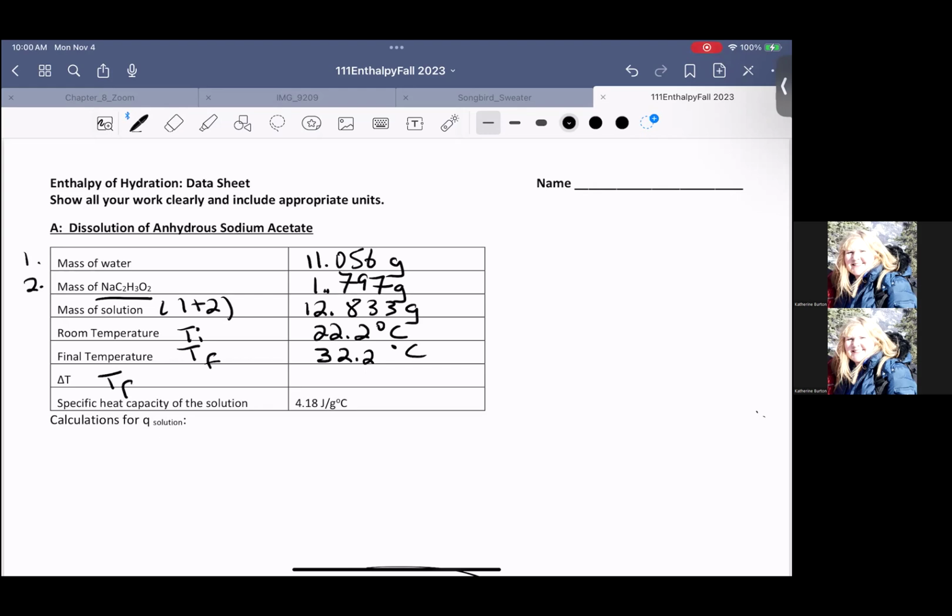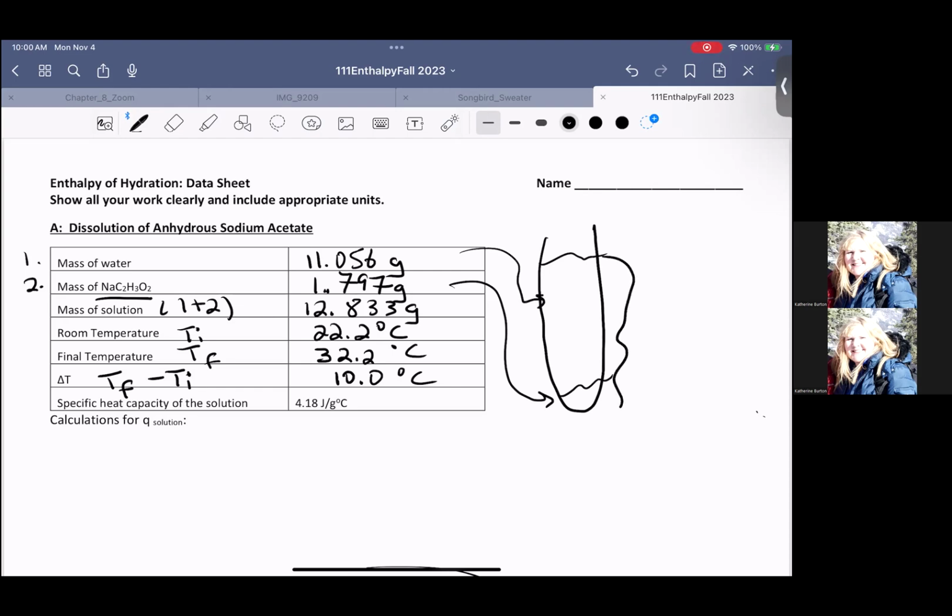Delta T is always T final minus T initial, so that we keep track of our signs, and that's going to be 10.0 degrees Celsius. Now, remember we took our powder of sodium acetate, we added our water to this, and then we stirred it. This combination is our solution. Remember, our solution is just a nice homogeneous mixture. And what happened is this solution got warm.